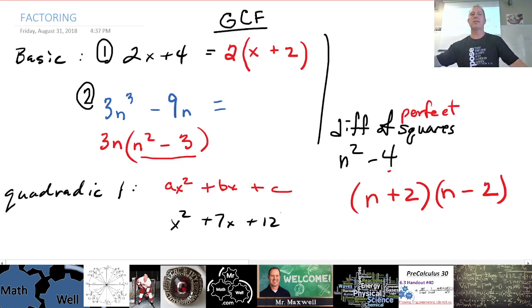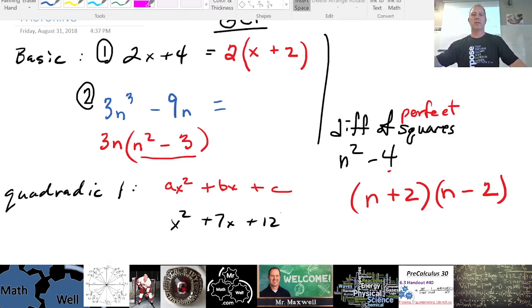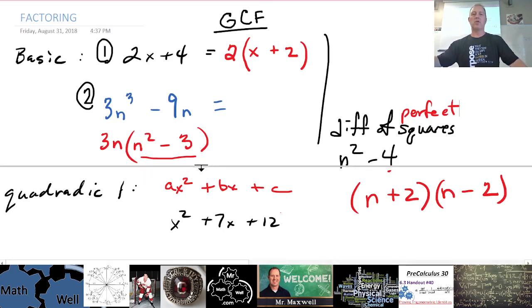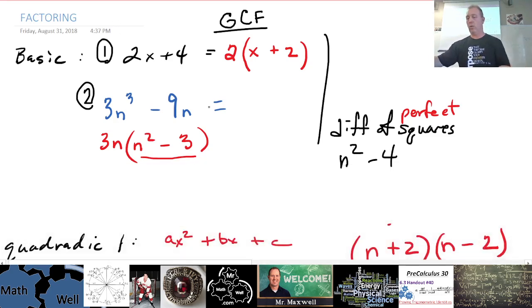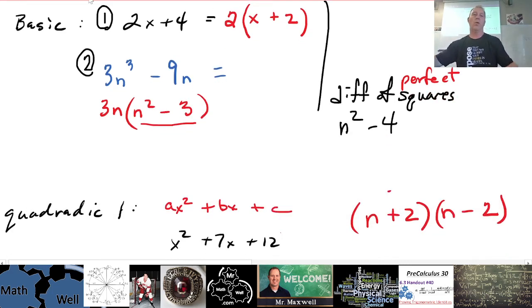But the reality is every number has a square root, right? The square root is not always going to be a whole number. So what you can do is this. You could say this further factors to 3n times, treating that as a difference of squares, n minus, what's the square root of 3? Root 3. n plus root 3.